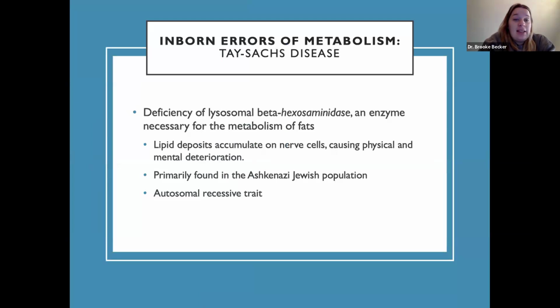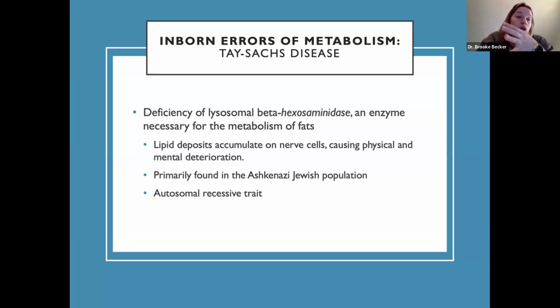Okay, Tay-Sachs disease. So this is a deficiency of the lysosomal beta hexosaminidase. So it's an enzyme that is used to break down fat. Okay. So what happens is these lipid deposits start to accumulate in nerve cells, and then that leads to the physical and mental deterioration of these kiddos with Tay-Sachs disease.